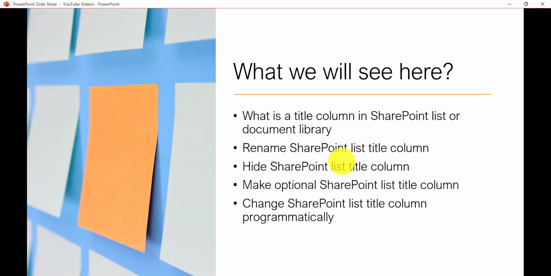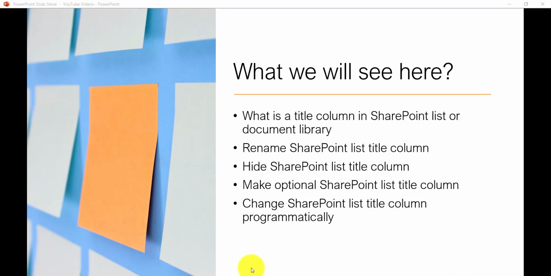Another thing that I will show you is how we can do all these things programmatically using PnP. We will use the PnP Core library, and we'll see how we can rename, hide, or make the column optional by using C# code. So it is PnP C# code that we are going to use here.